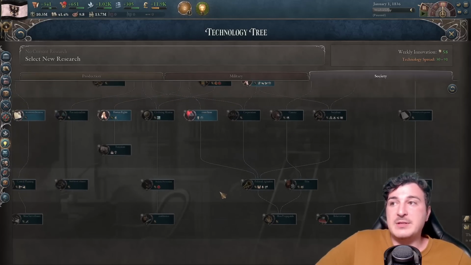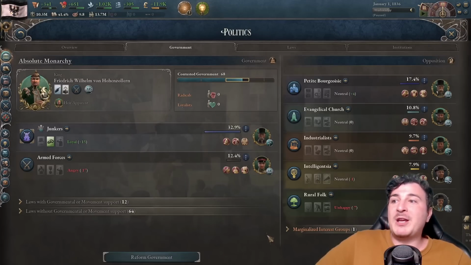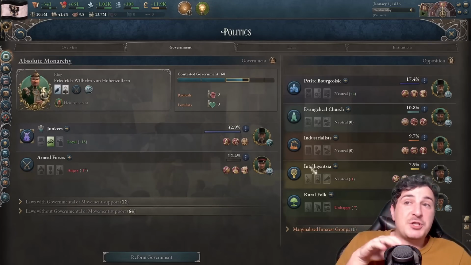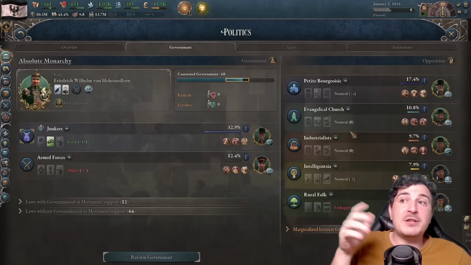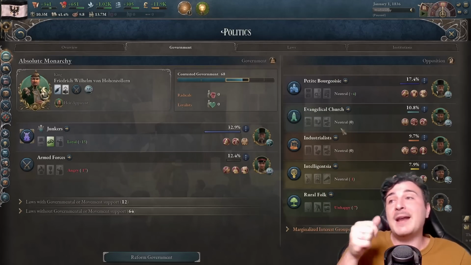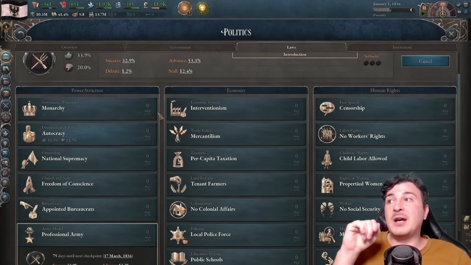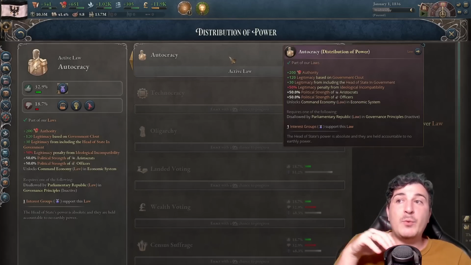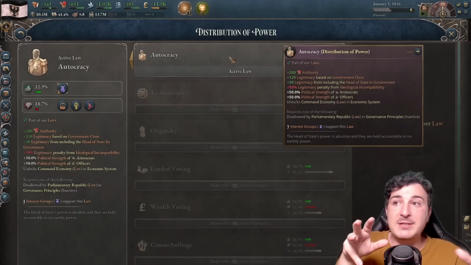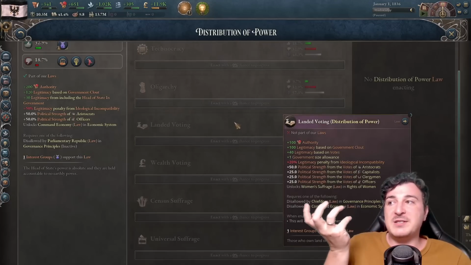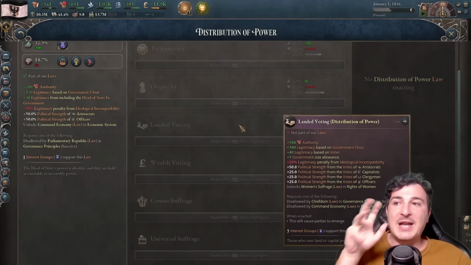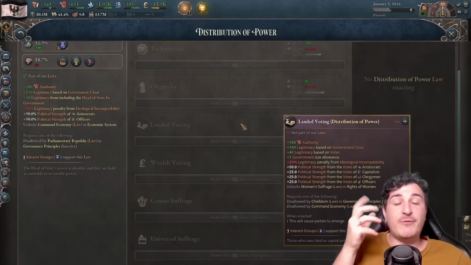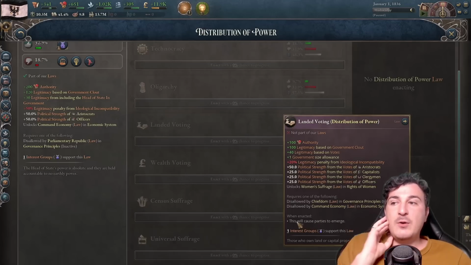It depends, of course. Your interest groups will join different political parties as a result of the voting process, which is why right now we do have these technologies, but we don't have political parties. Why is that? Well, that's because our legislation does not allow a free voting system. We are an autocracy, meaning we cannot have political parties. We will get political parties if we have a voting system, like say we go landed voting. That's going to allow for political parties to form. As you can see here, it says, when enacted, this will cause parties to emerge.